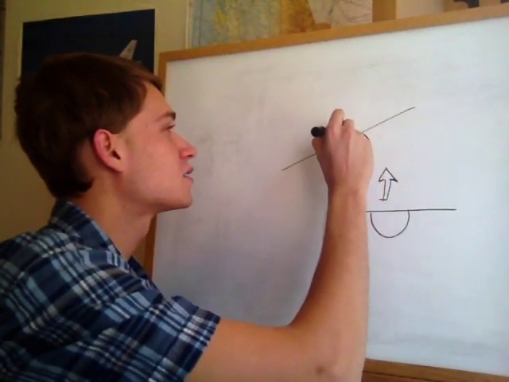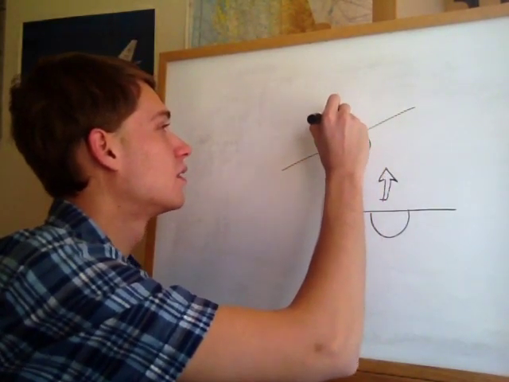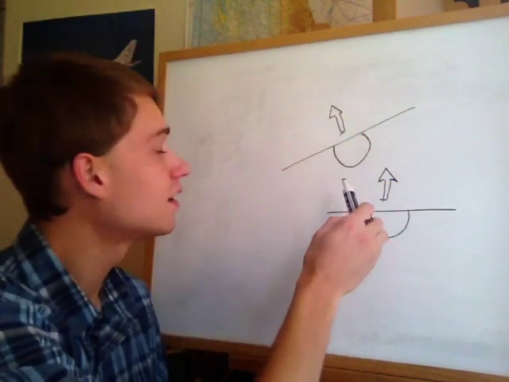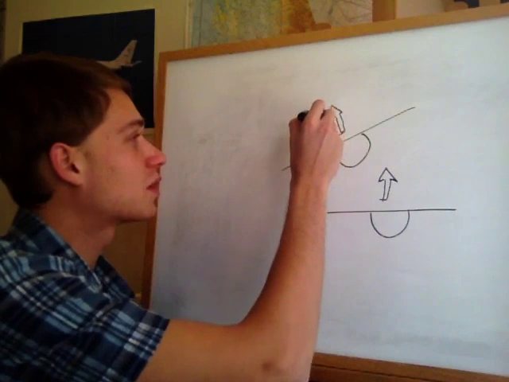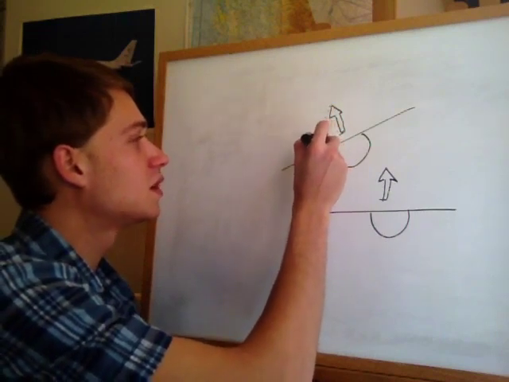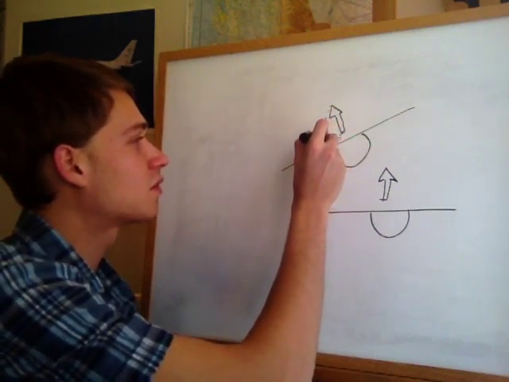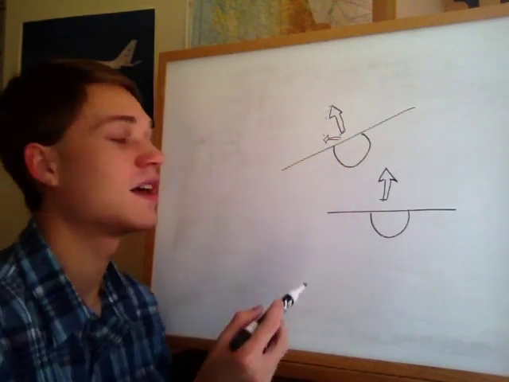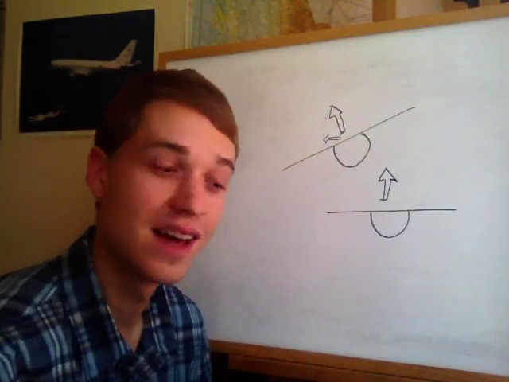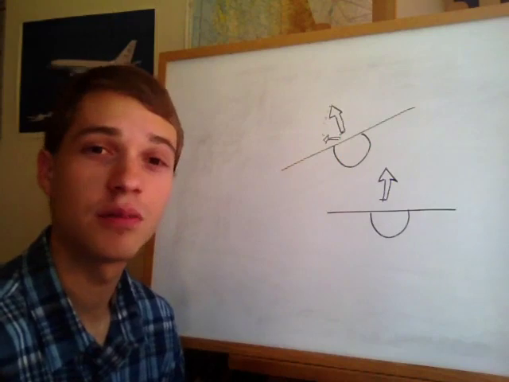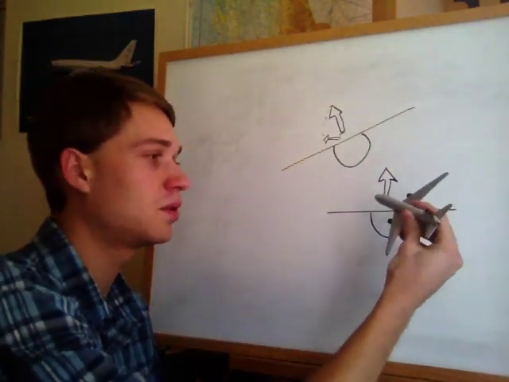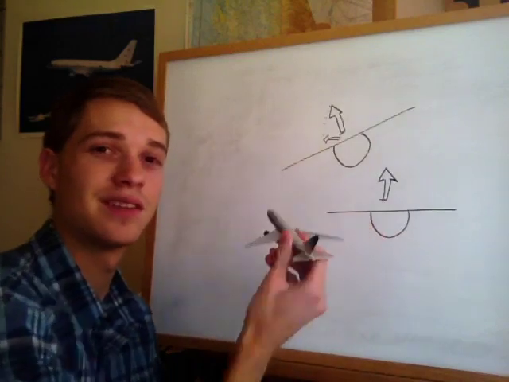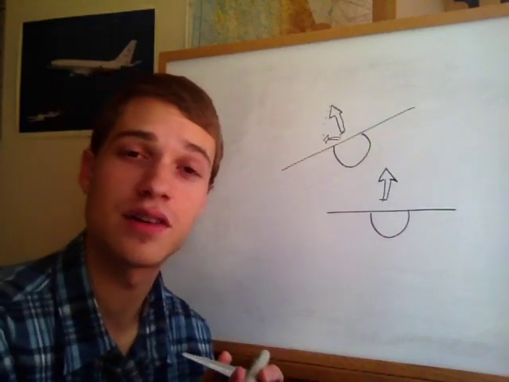lift now gets redirected. It's still acting straight up through the wing, but now the wing is pointing sideways. And so now, if you broke it down into components, you would discover that the lift has a horizontal component, and that is exactly how an airplane is able to turn, because of this horizontal component of lift pulling it around the corner. Alright, so now we know how an airplane turns.